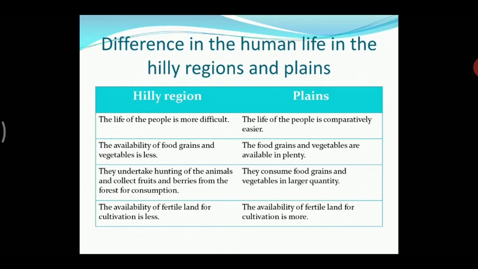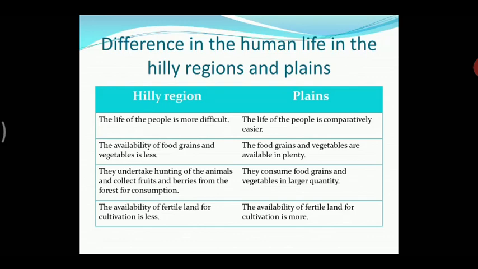The third point, they undertake hunting of the animals and collect fruits and berries from the forest for consumption. Consumption means to eat. The third point of plains, they consume food grains and vegetables in larger quantity. Why? Because they have fertile land, so they can grow sufficient food grains. The last point of hilly region: the availability of fertile land for cultivation is less. I told you before. And the fourth point of plain is the availability of fertile land for cultivation is more. They have more fertile land, so they grow more kinds of crops.